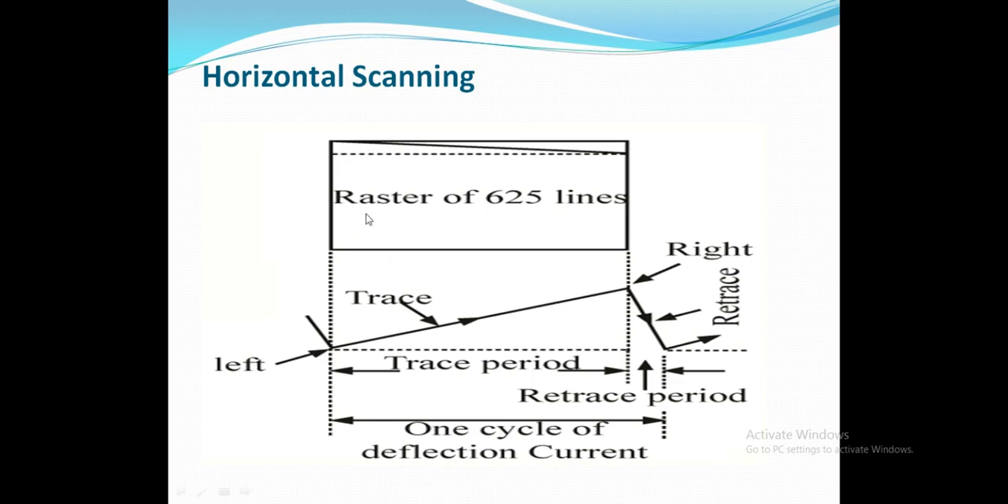See here, this is the raster of a 625 line system. In India we use a 625 line system, that's why we mention the 625 line system. In the sawtooth wave, the left to right movement is represented as the trace period and the right to left movement is known as the retrace period. This is one cycle of deflection.